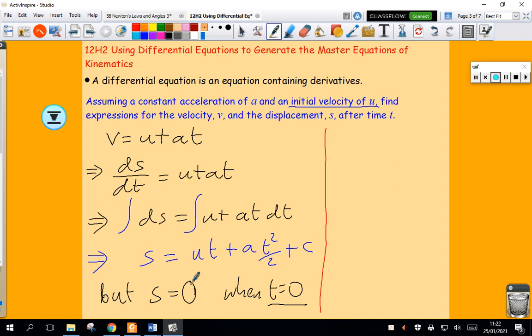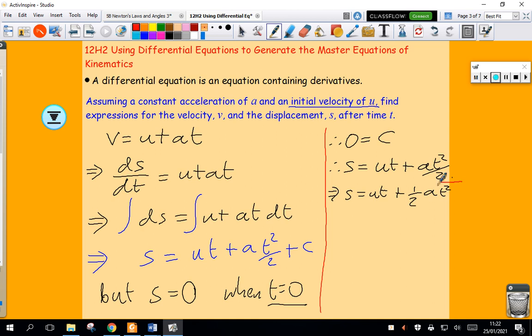So I'm going to substitute those values in. Therefore, substituting 0 for s, 0 equals ut, which is 0 because t is 0, plus at squared over 2, which is 0 because t is 0, plus c. So 0 is going to equal c. So therefore, we can write s equals ut plus at squared over 2. We're more used to seeing that written as s equals ut plus, dividing by 2 is the same as multiplying by a half, a half at squared.